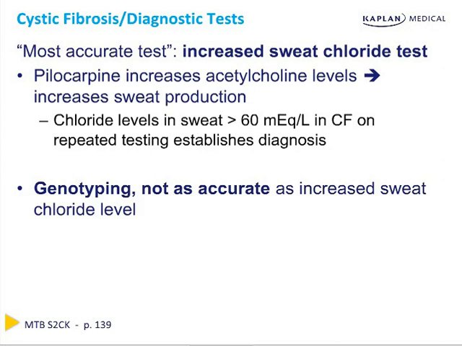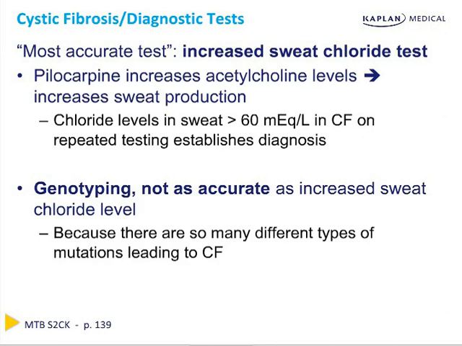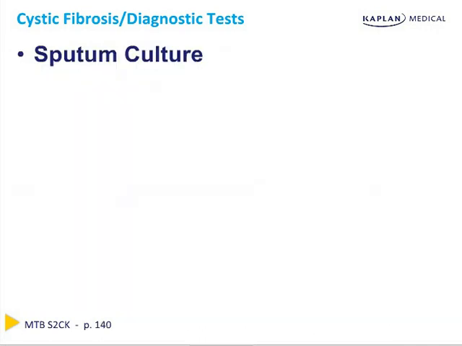Genotyping is not as accurate as an increased sweat chloride level. And this is simply because there are literally hundreds and hundreds of mutations that can result in cystic fibrosis. Once you've made the diagnosis of CF, it's critically important to obtain sputum cultures on these patients, particularly when they're having a bad flare.